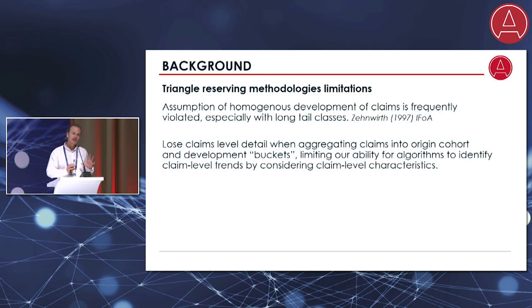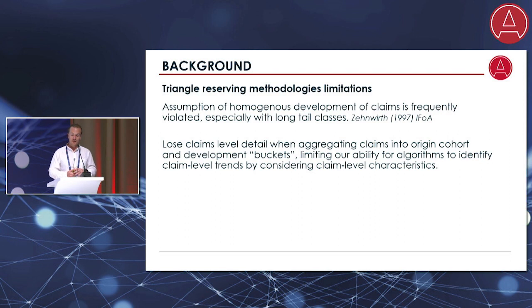Okay, so then another piece of background that you have to know is that triangle reserving methodologies have limitations. And these are down to the assumptions. It assumes relatively homogeneous groups. But as seen already in 1997, this assumption is especially violated for long tail classes. So this was a finding in the London market.